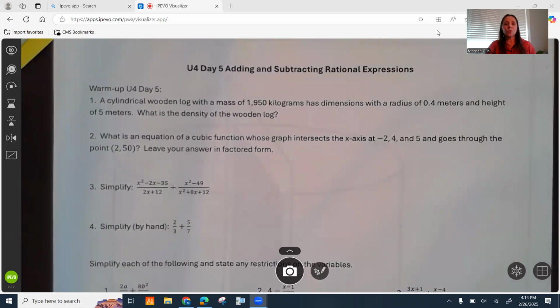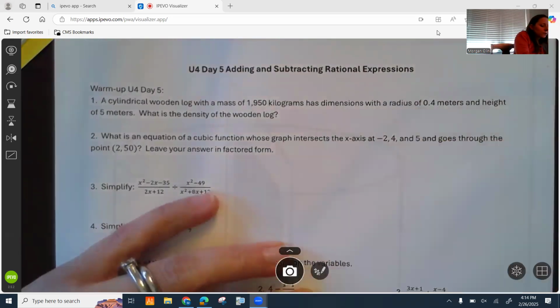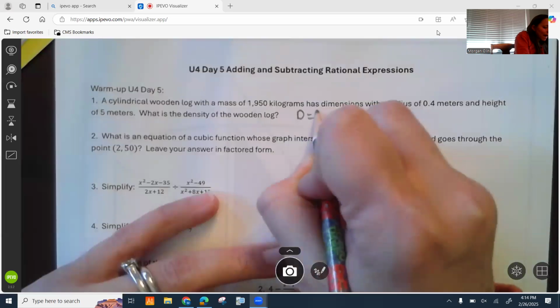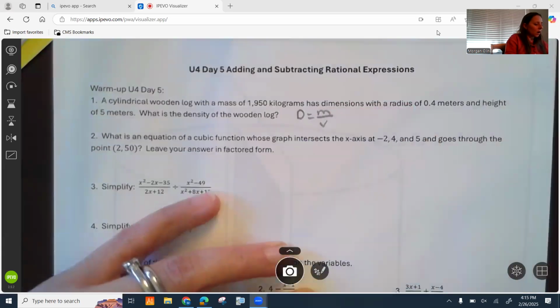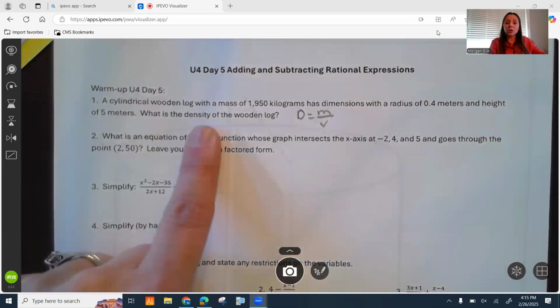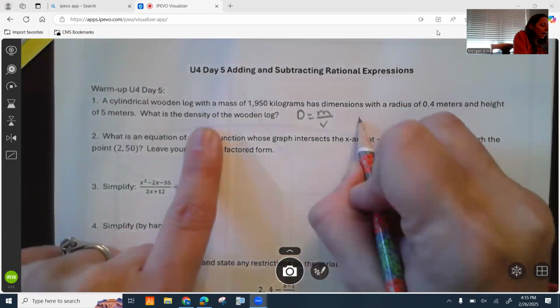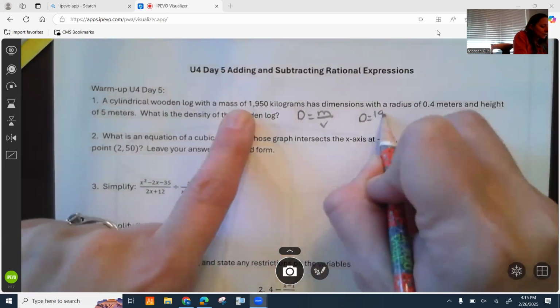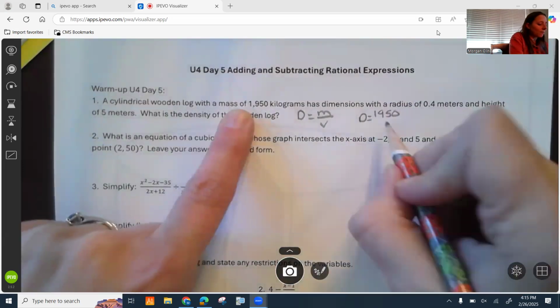A cylindrical wooden log with a mass of 1,950 kilograms has dimensions with radius of 0.4 meters and a height of 5 meters. What's the density of the wooden log? So let's recall density. The formula for density is D equals mass divided by volume. All right, so what is the density? So we are looking for D here. Okay, I have to have the mass, which they give us. Now here's the thing, we got to have the volume.